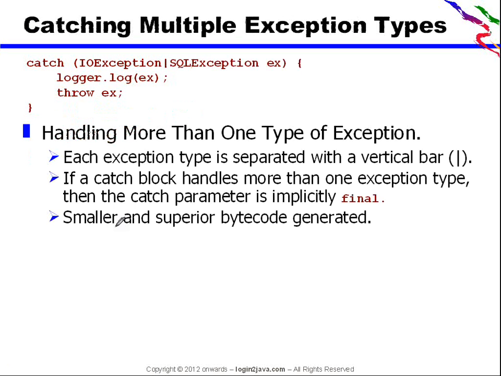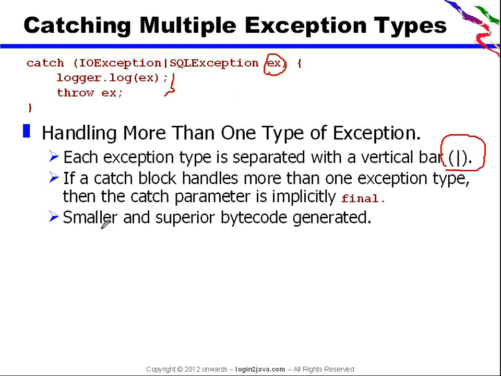See, catching multiple exception types in one catch. You can actually catch multiple exceptions, handling more than one type of exception. Each exception type is separated by a vertical bar. If a catch block handles more than one exception type, then the catch parameter is implicitly final. I mean to say that this ex will be implicitly final. You cannot change the ex object here.